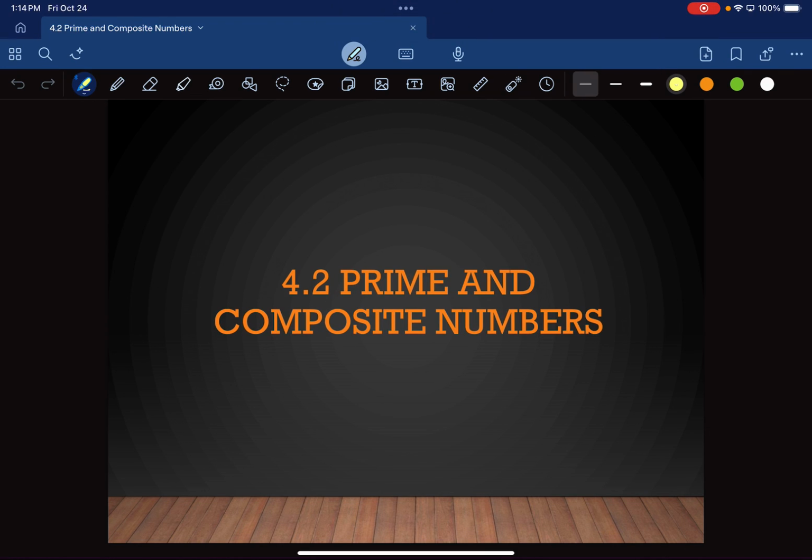4.2, we're going to take a look today at prime and composite numbers. I've probably already used these words when we were talking in section 4.1, and you probably have a pretty good idea of what they mean as well. But we're going to start with definitions that are precise so that we make sure that we are actually doing and talking about the same thing.